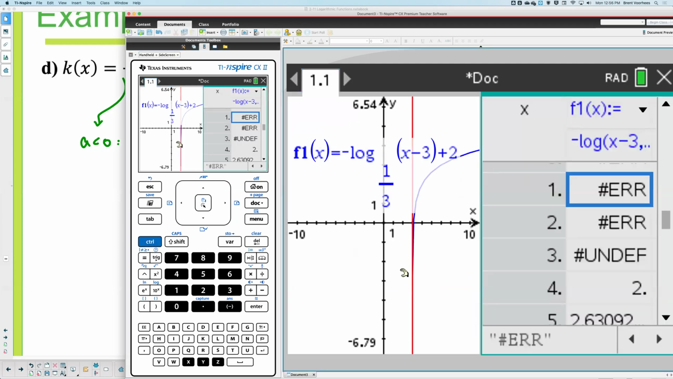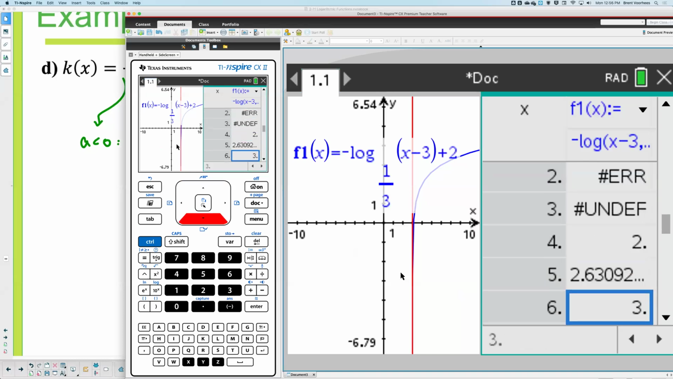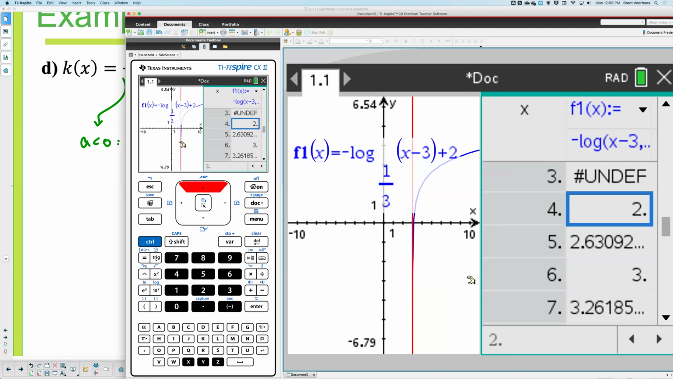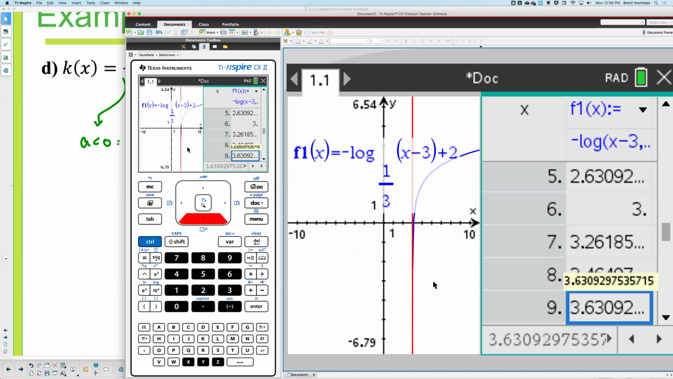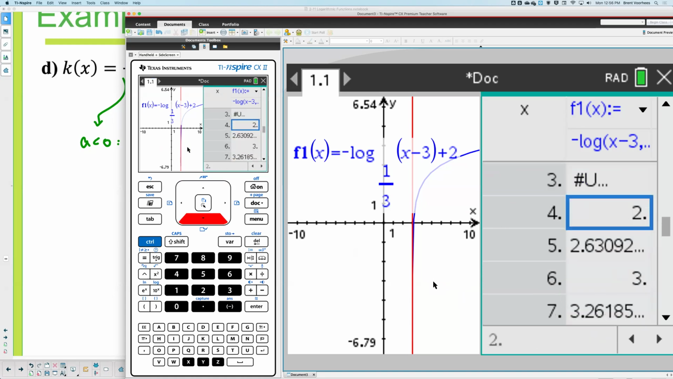What good points are y'all seeing? Yep, the asymptote is in fact at 3. That's where it says undefined. 4, 2, and 6, 3 are good points. And 12, 4 would be another good point. So it takes a while to get there. I'll leave it right there.